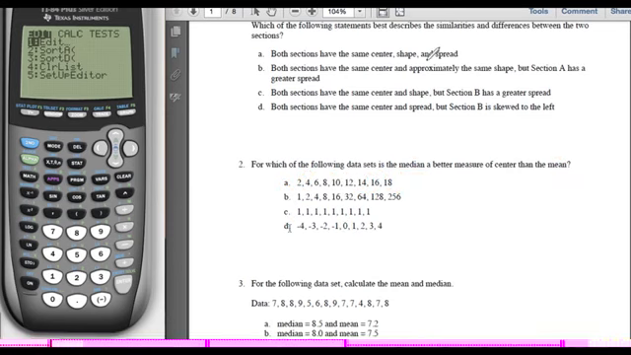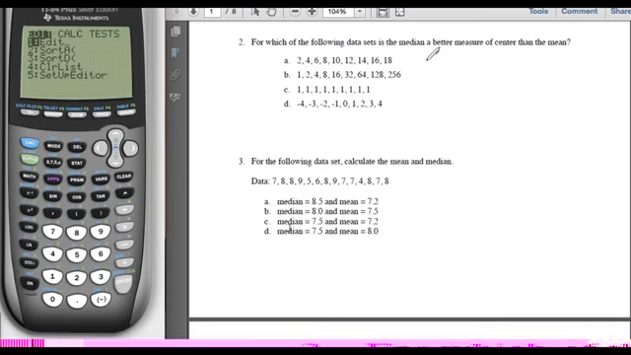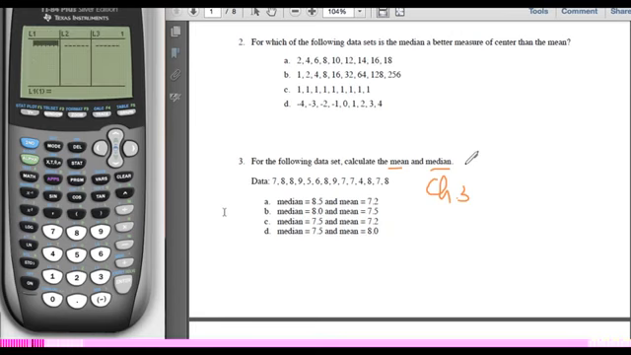Number 3, for the following data set, calculate the mean and the median. We saw this in chapter 3. To find the mean and median, our most efficient way is going to be to use our calculator. I first need to get this data into the calculator, so I hit Stat, Edit, and I'll enter these numbers into L1.